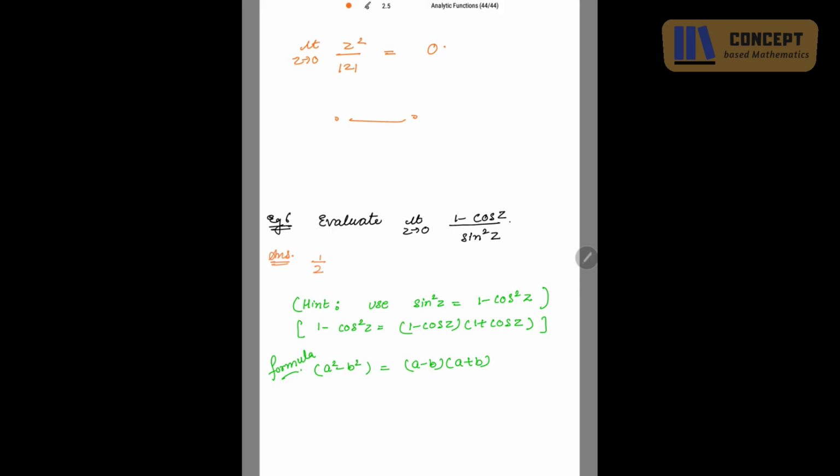Alright, the last example, this is an exercise for you. The limit as z tends to 0 of 1 minus cos z over sine square z. The answer is 1 by 2. What you have to do is use sine square z as 1 minus cos square z in the denominator, and using the formula a square minus b square, in 1 minus cos square z you will get 1 minus cos z into 1 plus cos z. So 1 minus cos z and 1 minus cos z will cancel out. You will have 1 over 1 plus cos z, and then apply the limit. You get the answer 1 by 2.